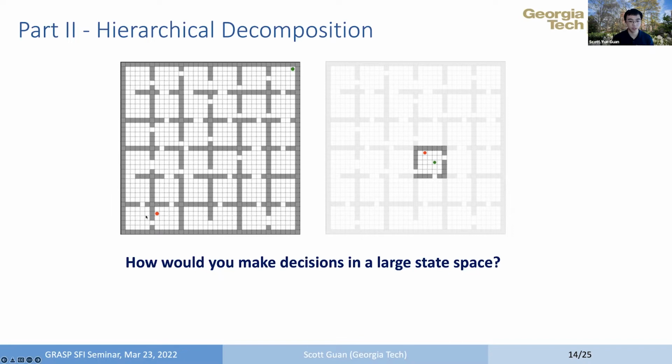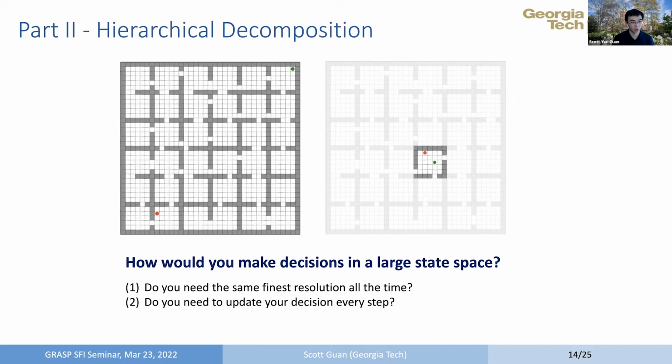In this pursuit-evasion game, the pursuer, the red dot here, is trying to capture the evader, the green dot here, by being in the vicinity, or trying to get the evader into its capture radius. And the evader tries to avoid that capture. So the question I want to ask is: if you are the pursuer, how would you make decisions in such a large state space? Some further questions: do you always need the same fineness of resolution all the time? And is it really necessary to update your decision at every time step?